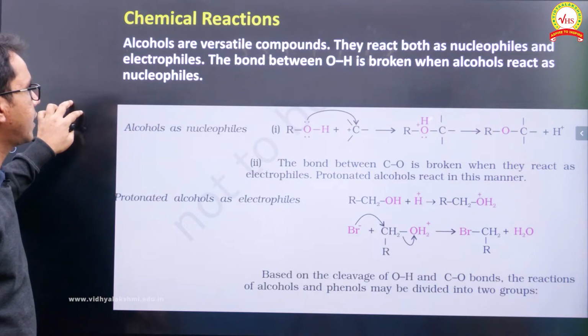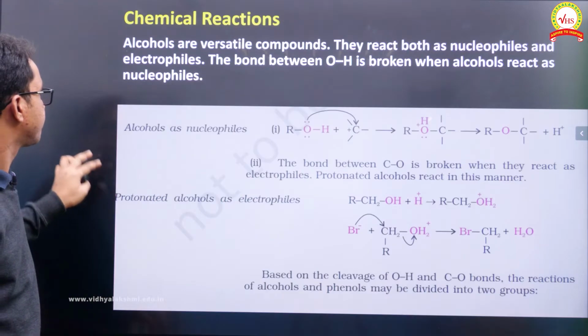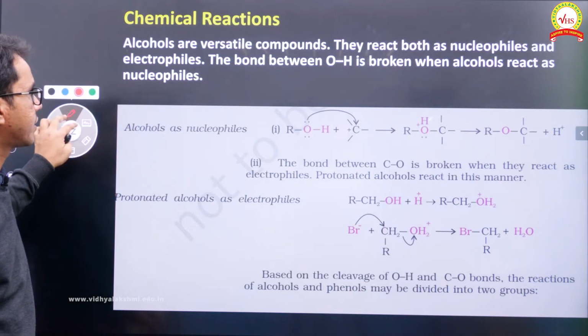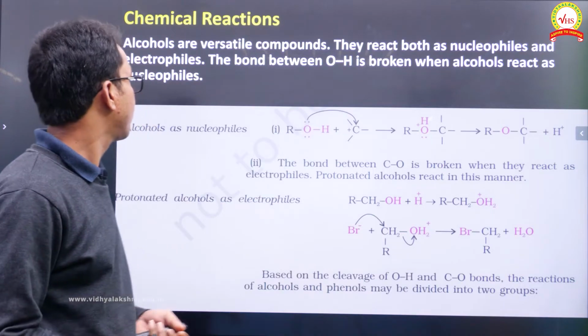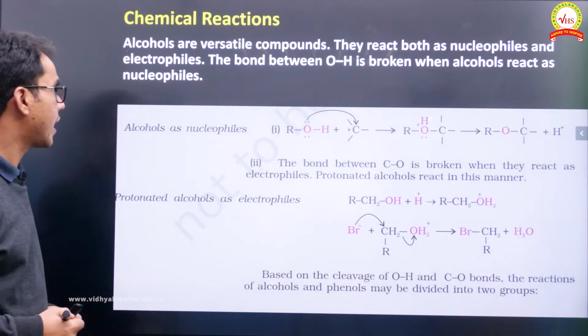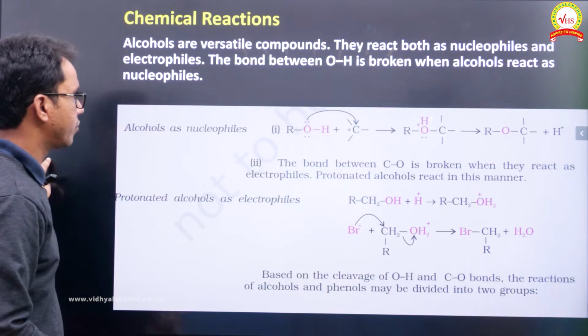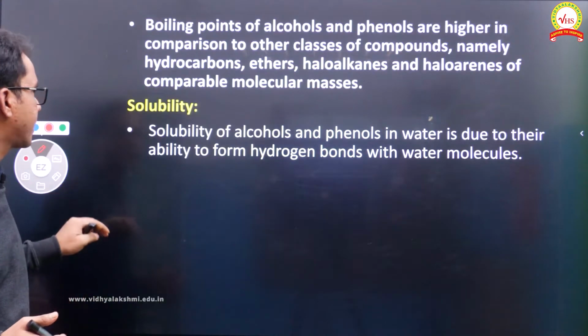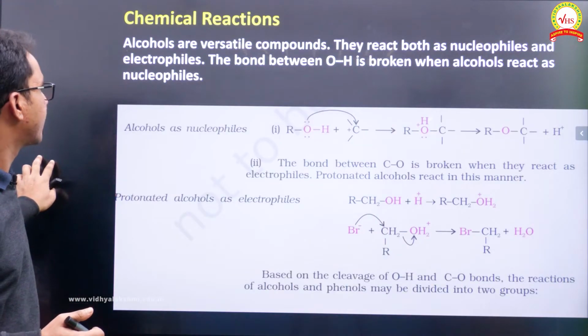Okay, let us see the chemical reactions. Now let us see the chemical properties of alcohols and phenols. Generally alcohols can act as nucleophiles as well as electrophiles. In which case can they act as electrophiles and in which case as nucleophiles? Let us see in this particular slide.